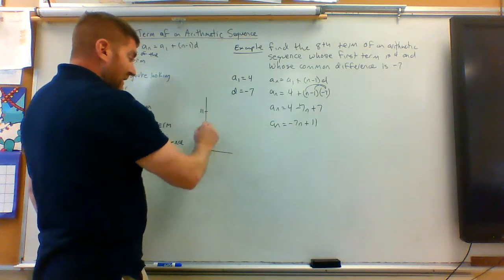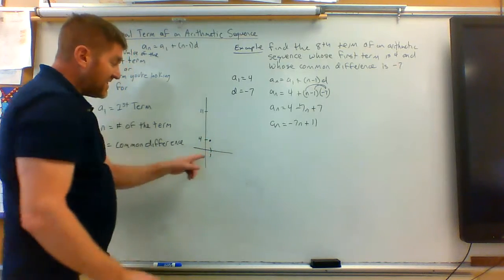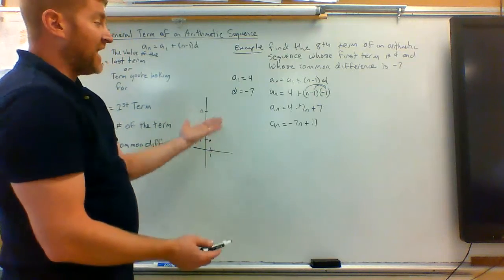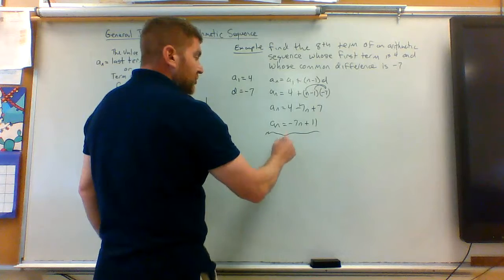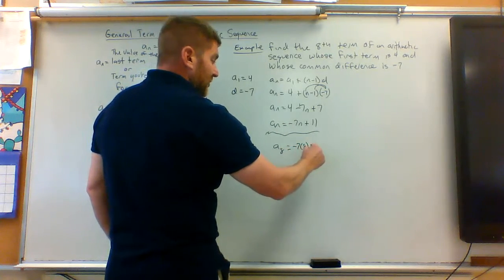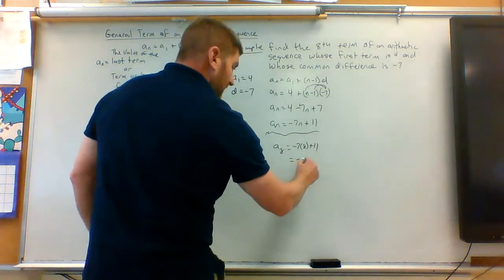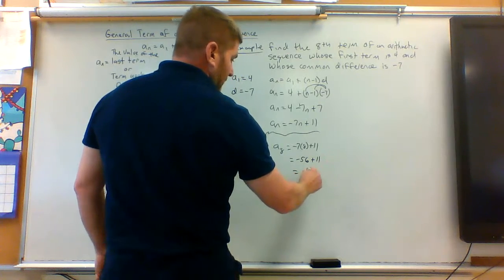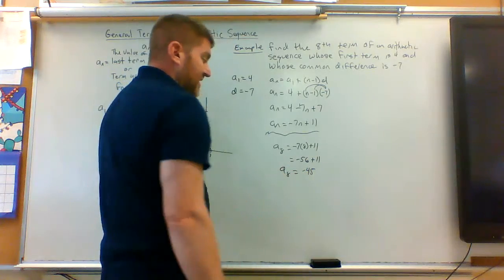Then your slope is down 7 over 1, which would be right at 4. And that's my first term. All right? Now, this asks me for the 8th term. So if I wanted to, I could use this explicit formula: -7 times 8 plus 11. So that's -56 plus 11, which is -45. And that would be the value of my 8th term.